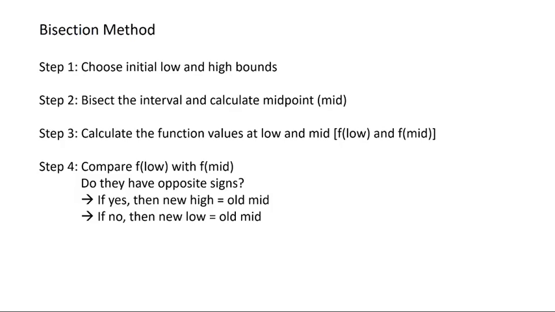However, if the signs for f low and f mid are the same, they're either both positive or both negative, then that means the solution lies in the upper half of our interval. In that case, the new low is the old mid. So the last step is to return to step 2 and repeat. This is an iterative process. We do this maybe 10 to 20 times to zoom in on an appropriate solution to the problem.